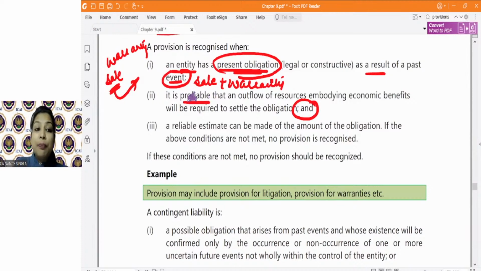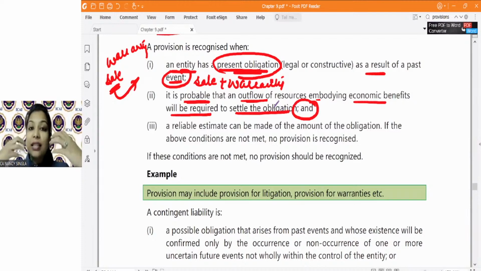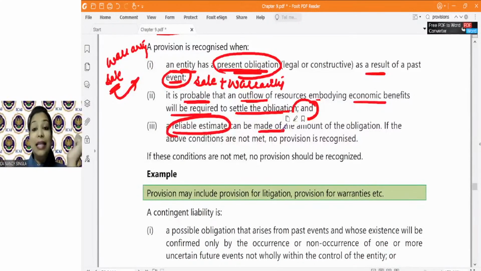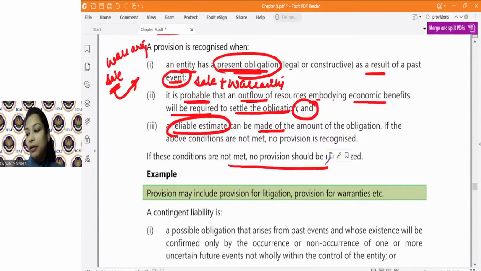ठीक है. It is probable. What is meant by probable? More likely than not. That chances of this happening is more than 50%. It is probable that an outflow of resources embodying economic benefits will be required to settle the obligation. So chances are there more than 50% that outflow of resources will be required. खर्चा होगा ना कुछ, तो outflow of resources, and a reliable estimate can be made. Highly uncertain nahi hai. A reliable estimate can be made. If all these conditions are not met, then provision is not recognized in the books of account. समझ आता है?